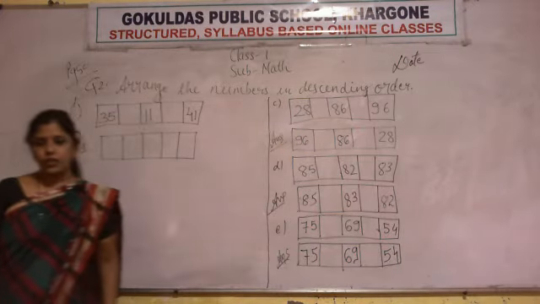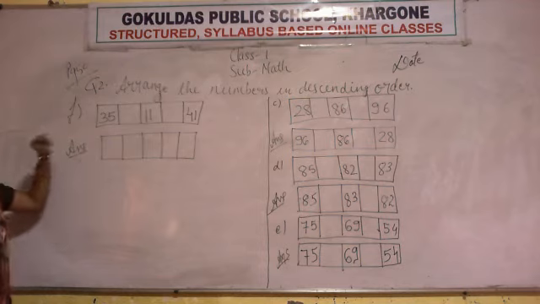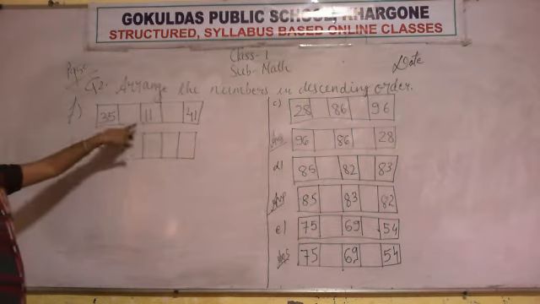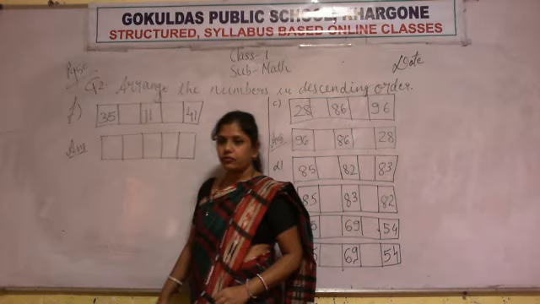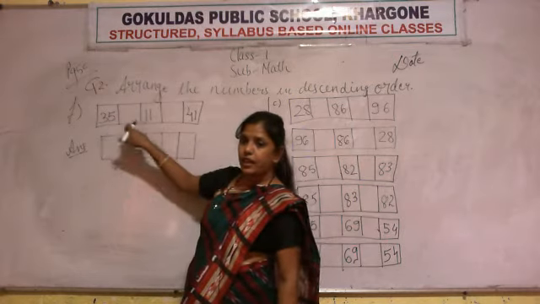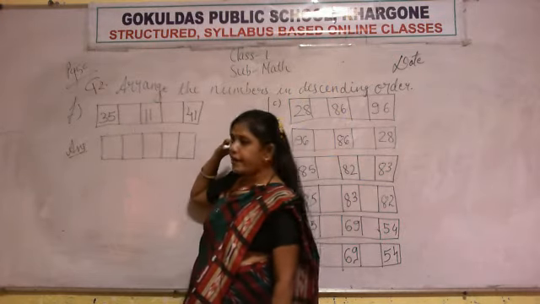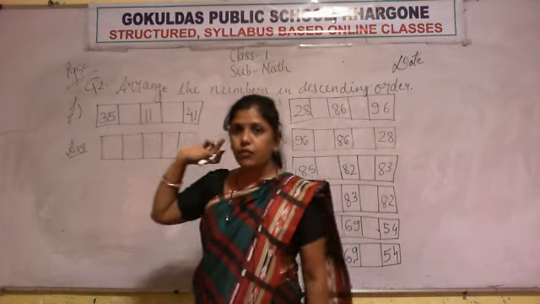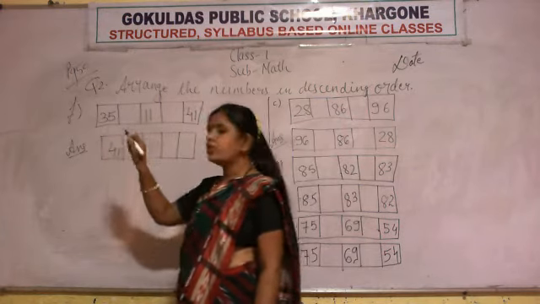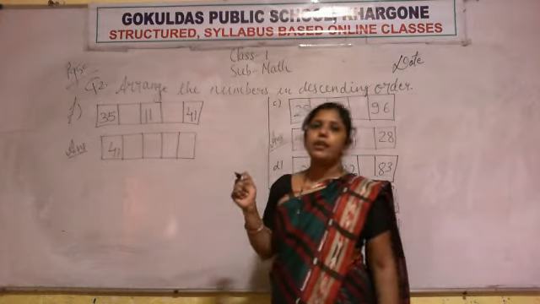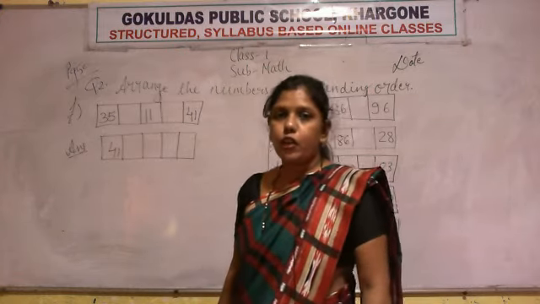Now the last question, F. First let us read the numbers. What are the numbers given? 35, 11 and 41. So identify the biggest number. Which is the biggest number? 41. So the first block will be 41.